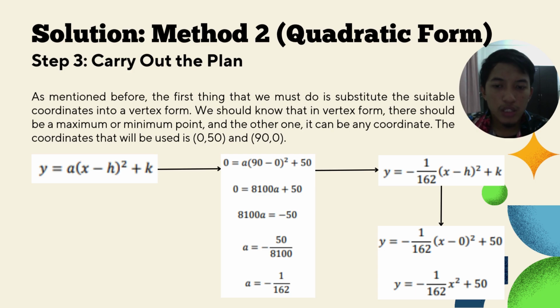Then we insert any point that we find suitable for the equation. For example, here we can take 90, 0. So 90 on the x and 0 on the y, and we will be left with a as the unknown, and we need to search for the a value so that we can carry out the plan. We can carry out the equation until we get a full equation, that is y equals negative 1/162 x to the power of 2 plus 50.